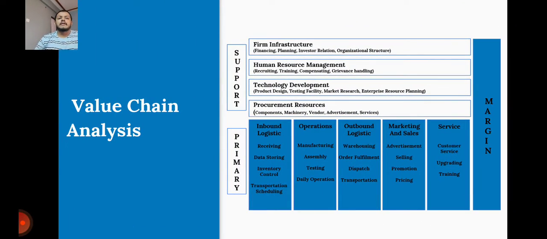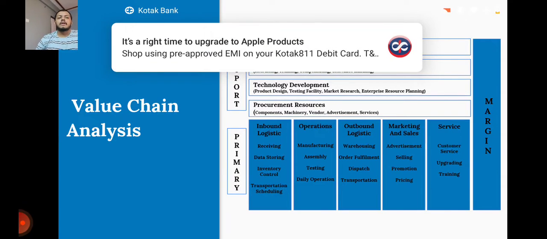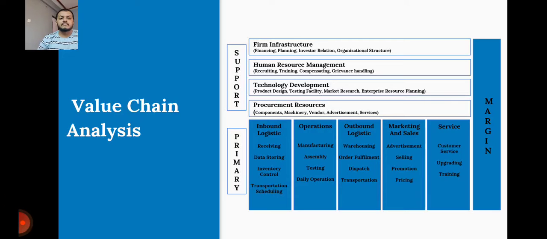Value chain analysis. There are support and primary activities. Firm infrastructure covers financing, planning, investor relations, and the organization structure. Human resources management covers recruiting, training, compensating, and grievance handling. Technology development covers product design, testing facility, market research, enterprise resource planning, etc. Procurement covers components, machinery, vendors, advertisement, and services.